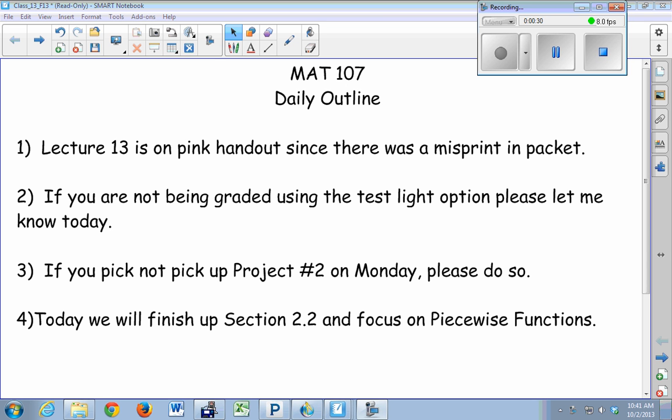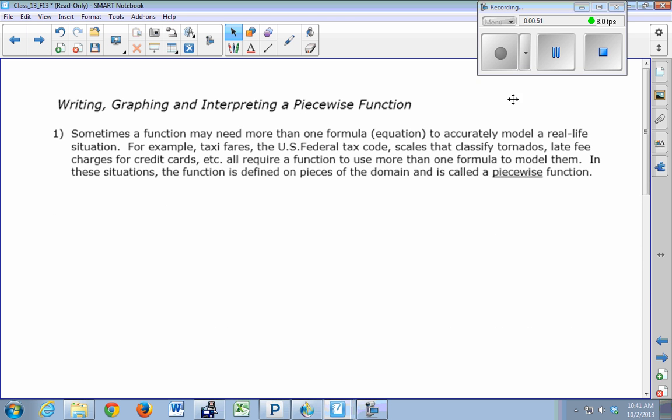Unless you've had a little bit of statistics before, you don't yet know what a correlation coefficient is, which is part of it. So there's just a little piece of it that you need to wait until next Wednesday's class. Today we're going to finish up section 2.2, and we're going to focus solely on piecewise functions. So let's get going with piecewise functions.